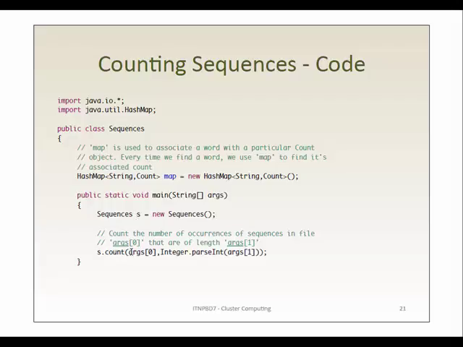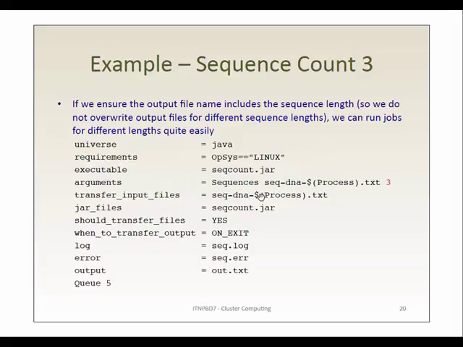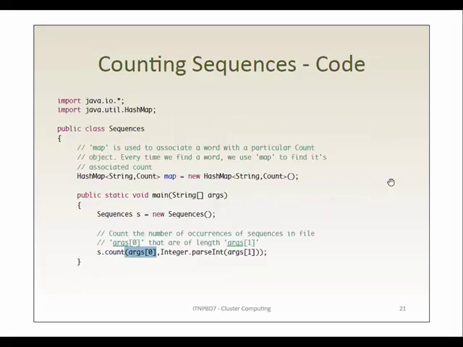And this gets passed in the file to process, that's that bit there, arg0, which came from here. So this will be seq-dna-0.txt or seq-dna-1.txt and so on. Yeah? That's where that's coming from. And the other thing that's getting passed in is the sequence length to count, and that's this value here.